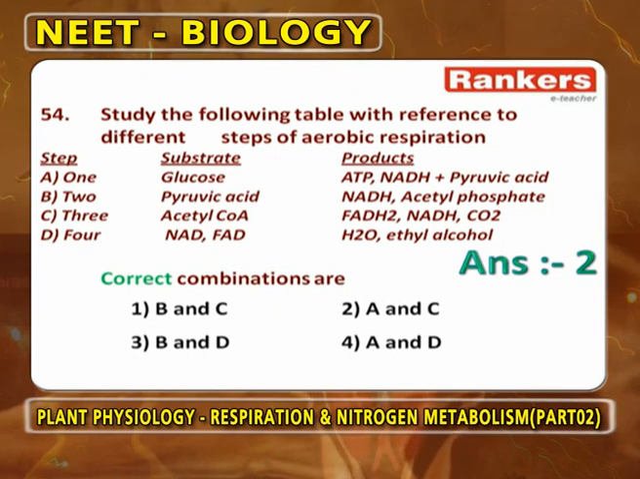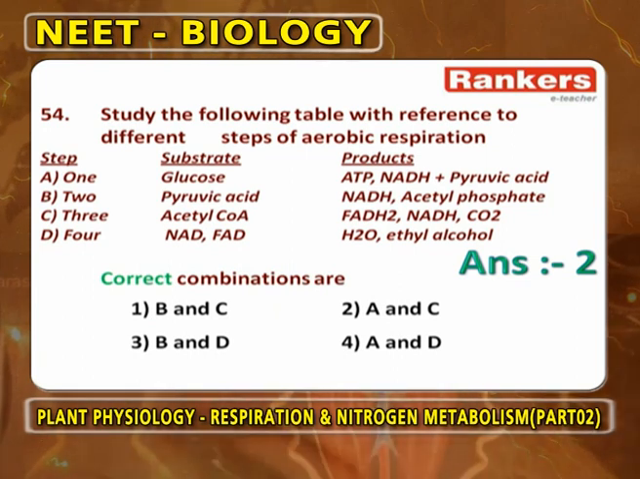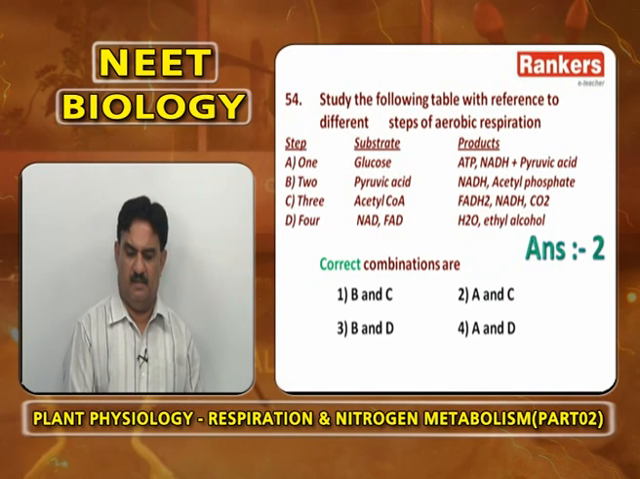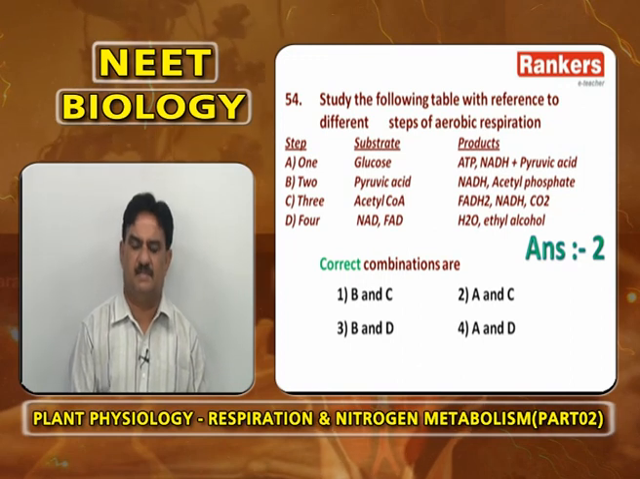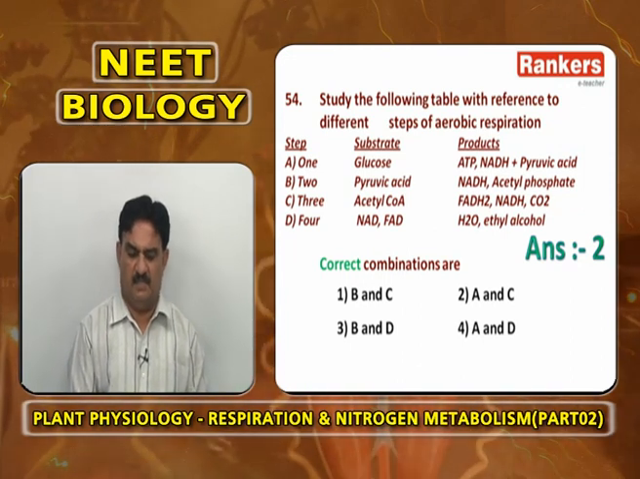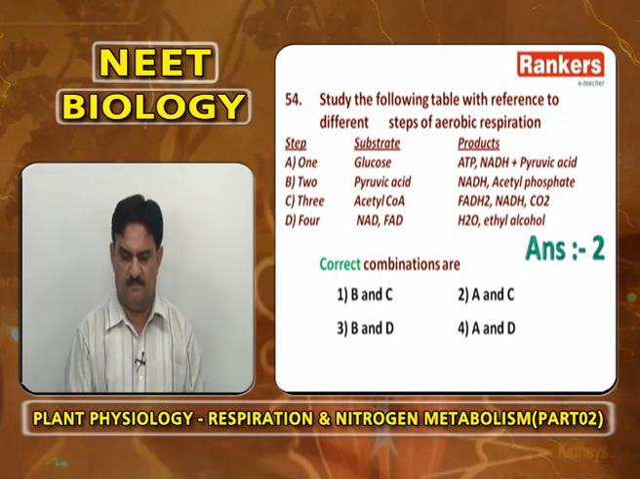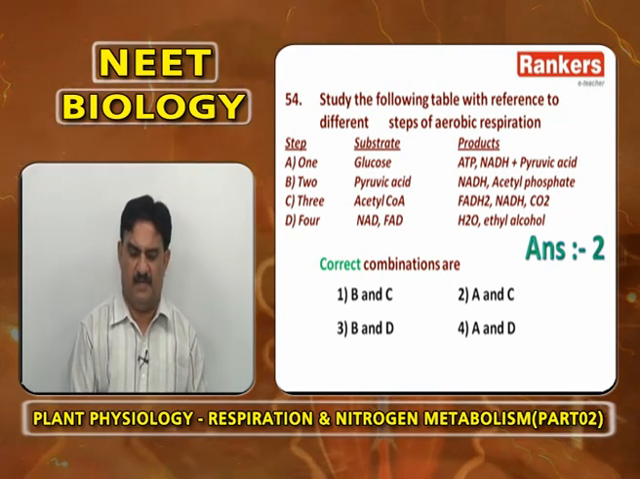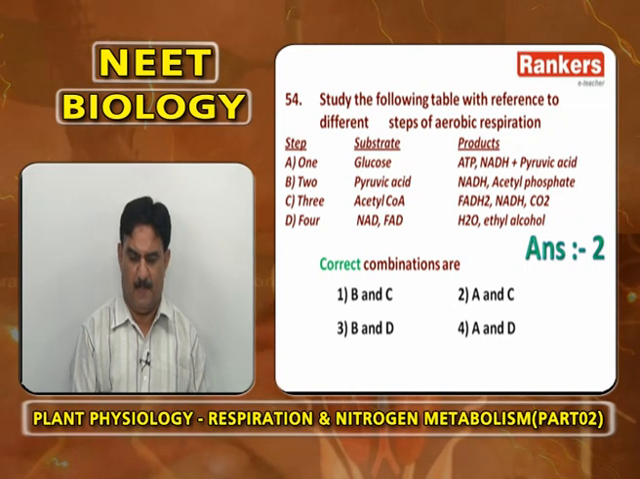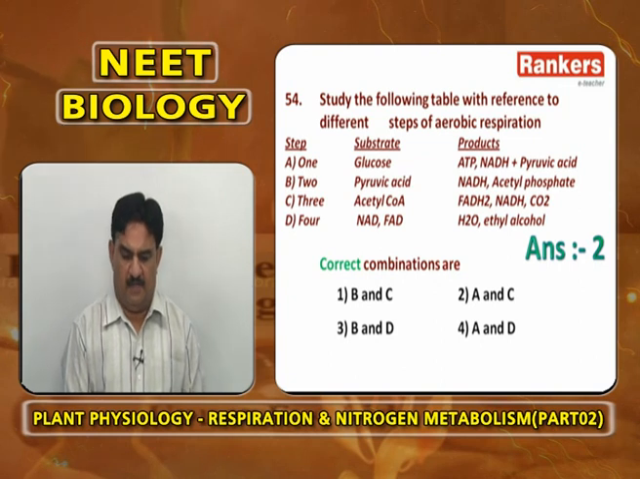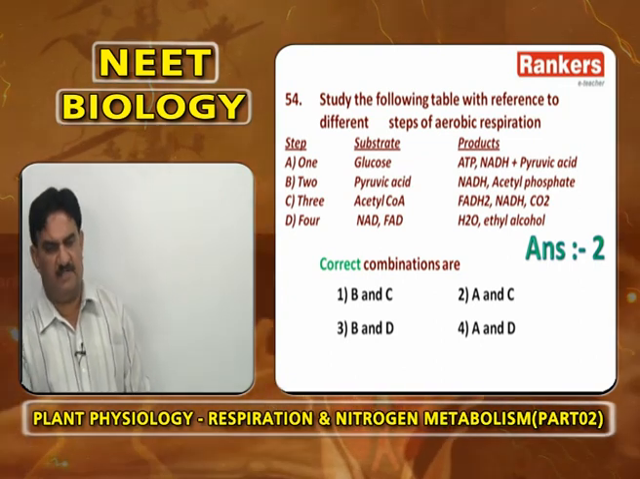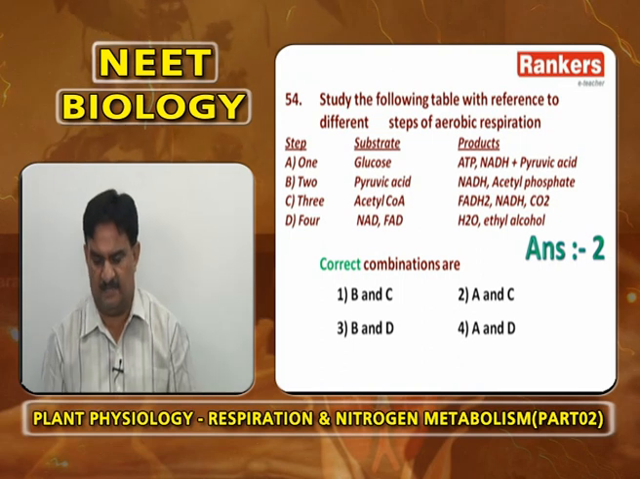Study the following table with reference to different steps of aerobic respiration and identify the correct combination. Step 1, glucose, products ATP, NADH plus pyruvic acid. Definitely in aerobic respiration, step 1 is glycolysis, where glucose converts into NADH2, pyruvic acid and liberates 2 ATP. Step 2, pyruvic acid, NADH, acetyl phosphate. It is wrong.